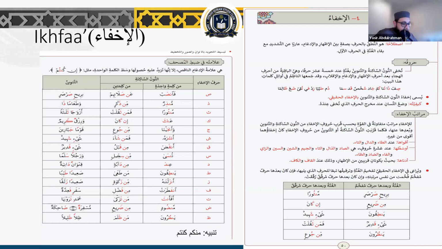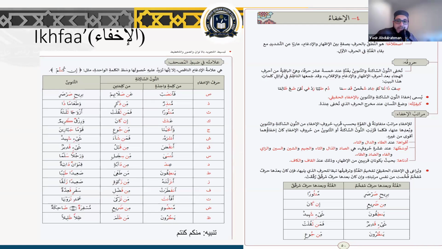Shall I go for the next one? حرف الشين and حرف الجيم and حرف الياء are from the same articulation point. So very similar. من شيء, شيء شهيد.